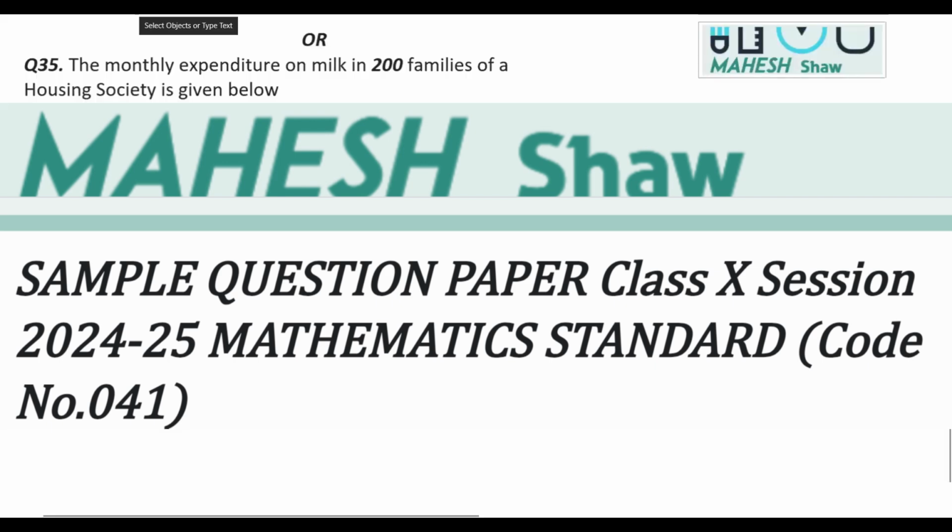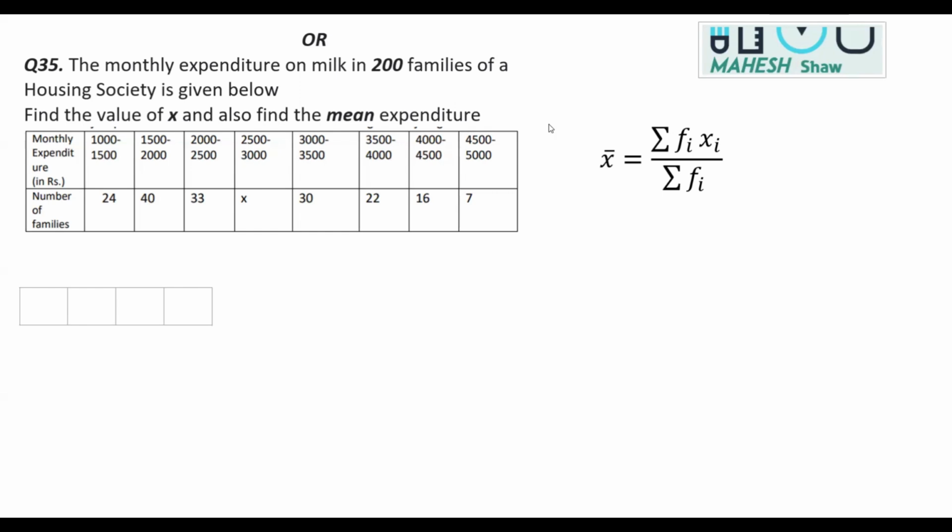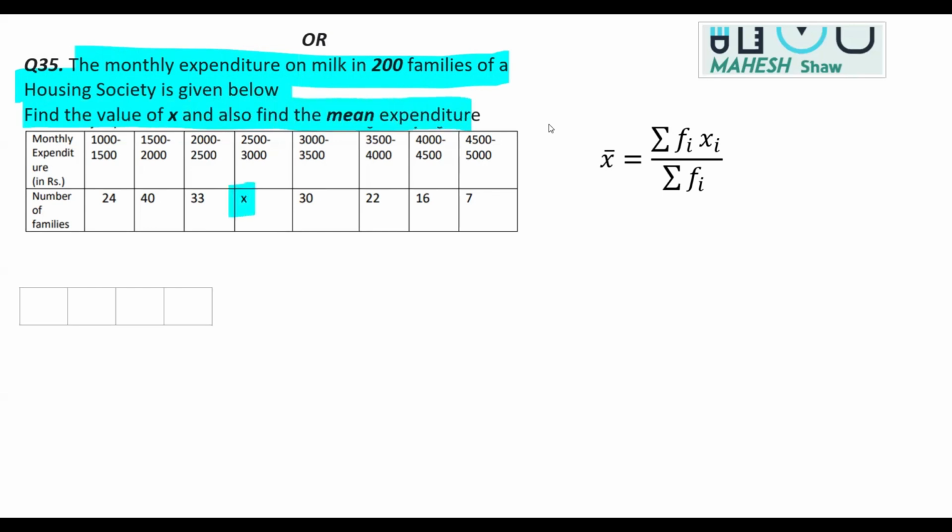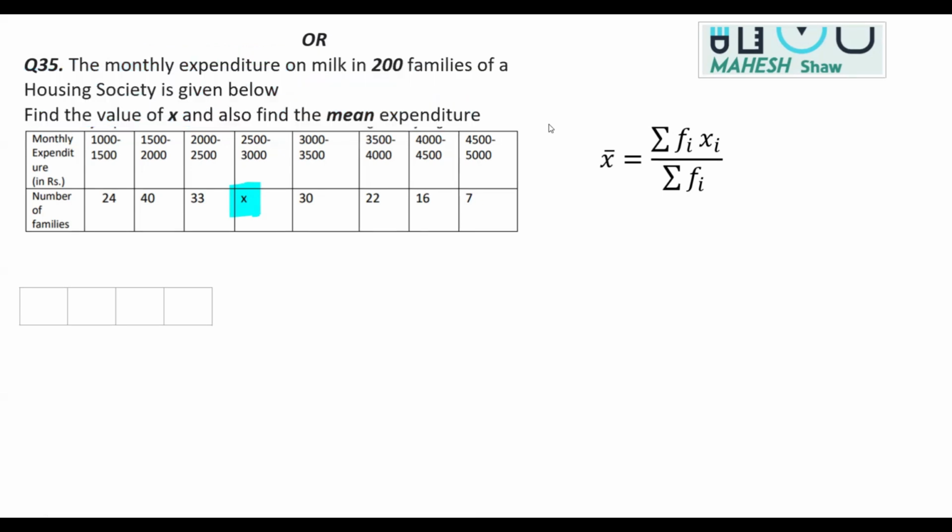Now we are on the last question of this section, that is question number 35. It should be the B part, an OR part. We are given the monthly expenditure on milk of a housing society, as you can see in the table, and we have to find the value of x. This x is missing here, and also the mean expenditure.